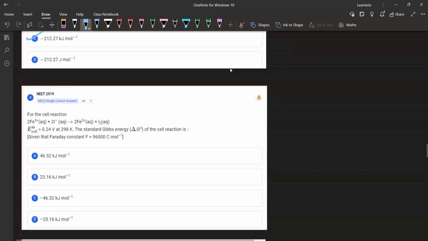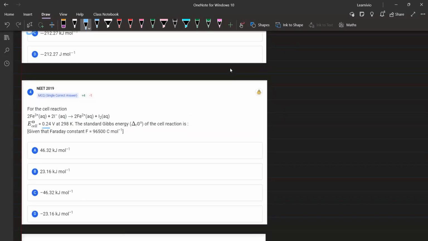And this is a very similar question. For the cell, the E cell is given, the standard Gibbs energy for the cell reaction will be? So you can eliminate at least two of the options from the given data. Delta G naught is equal to minus nF E naught cell. Number of electrons cannot be negative. Faraday's constant will never be negative. E naught is also not negative. So what will this overall value be? All of these things are positive. Positive into negative will be negative. Now we have two options. So these two options cannot be correct. So you only have to choose C and D.